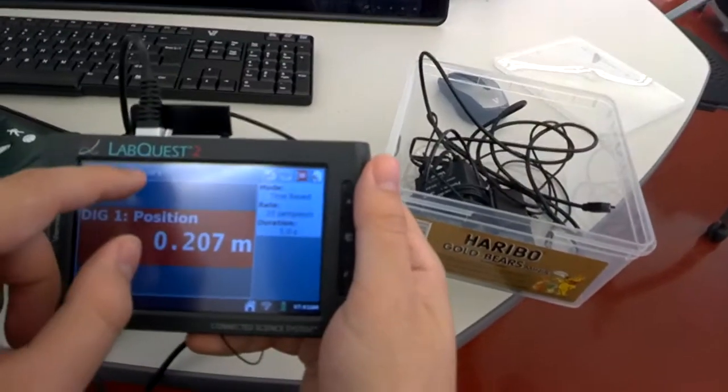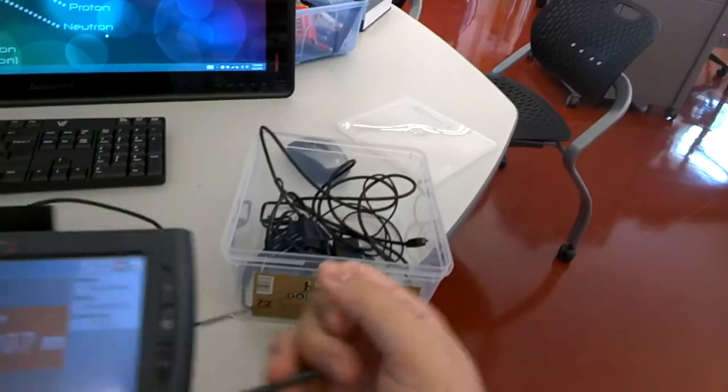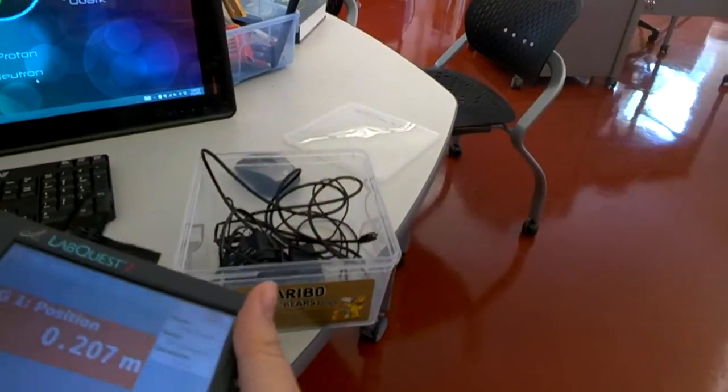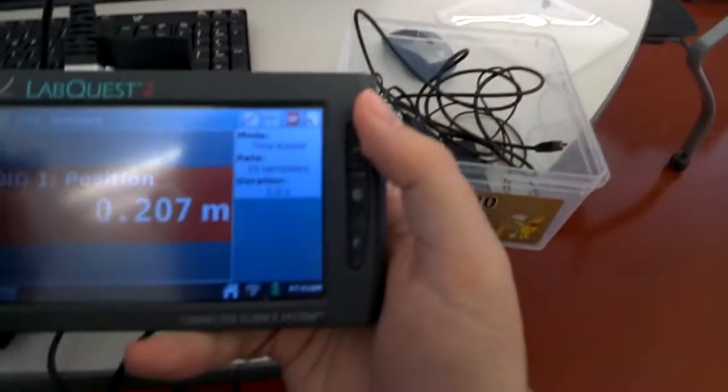So what we're going to do, we'll use the stylus that's built into this thing. Oh god, I'm wrapping my finger in it. Almost lost a pinky. That was terrifying.